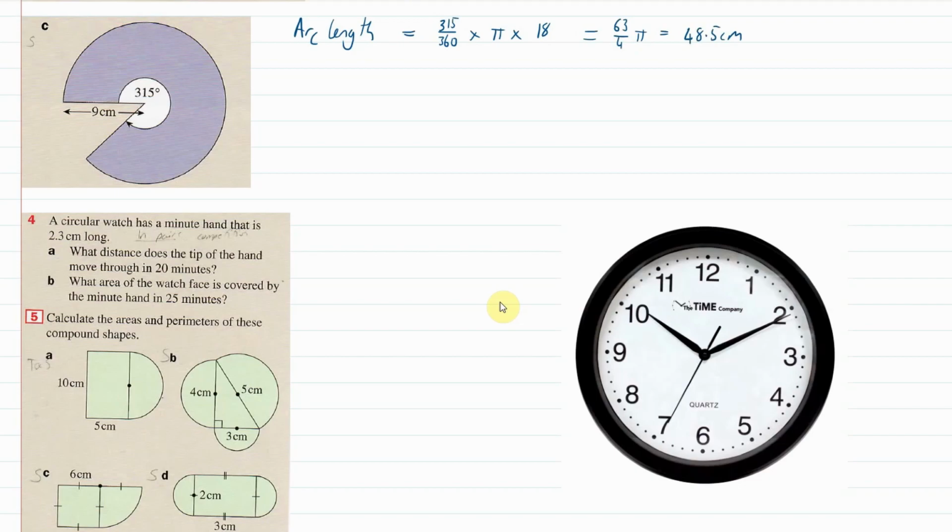Okay, now we're going to do the sector area. Sector area is equal to the fraction of the circle that we have times pi times r squared. So we have, what is that? 567/8 pi. Sounds rather strange. 567/8 times pi. When we pop that in the calculator, we're going to get 223 centimeters squared to 3 significant figures.